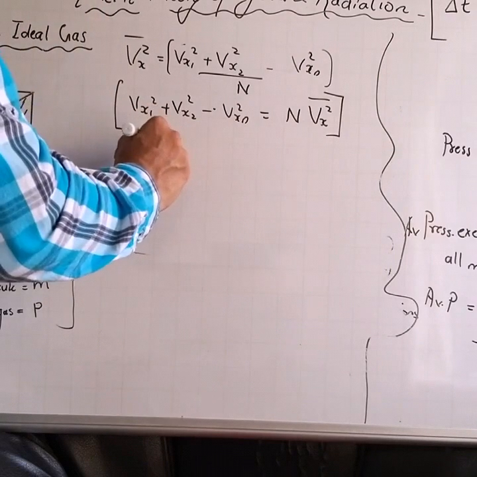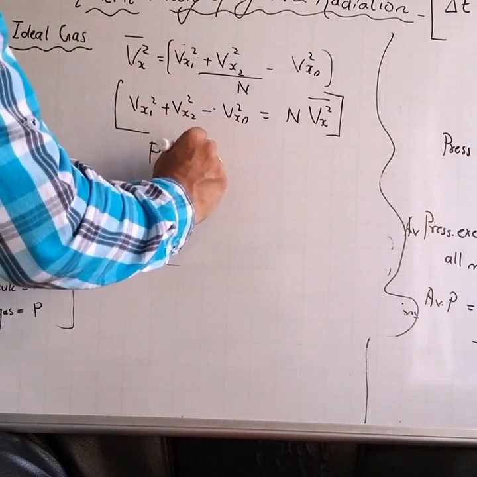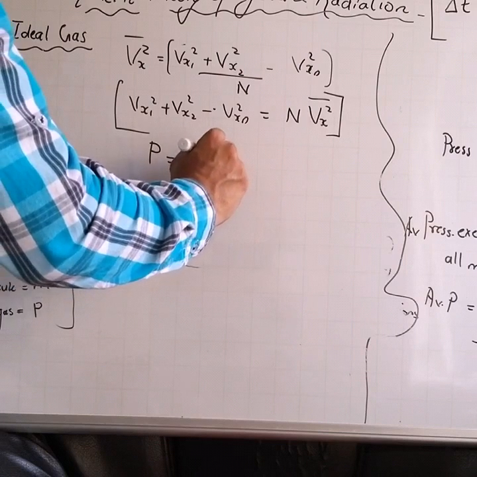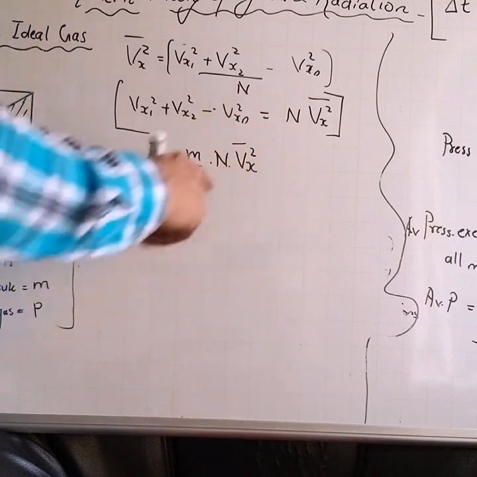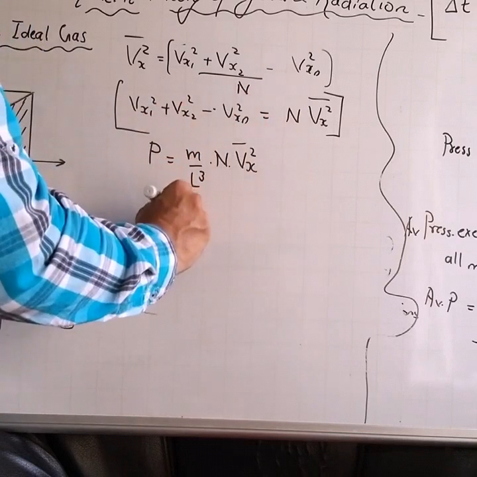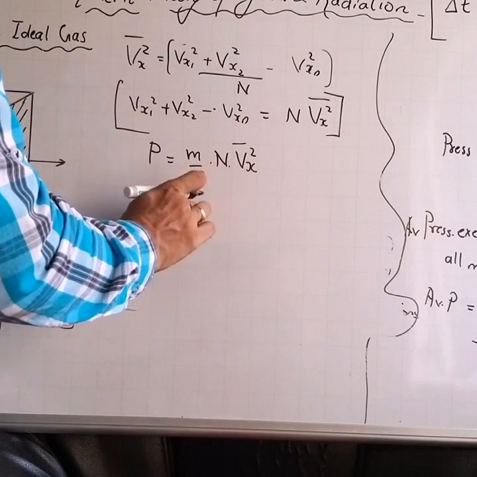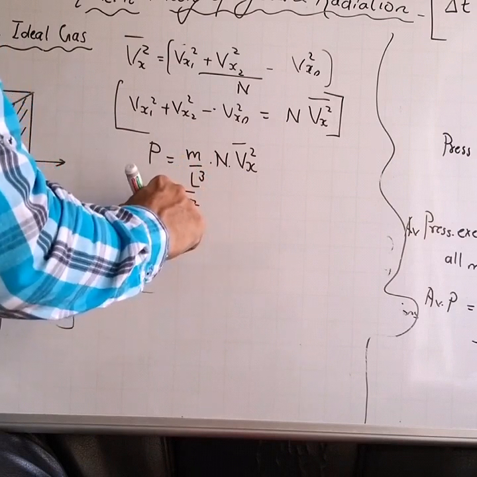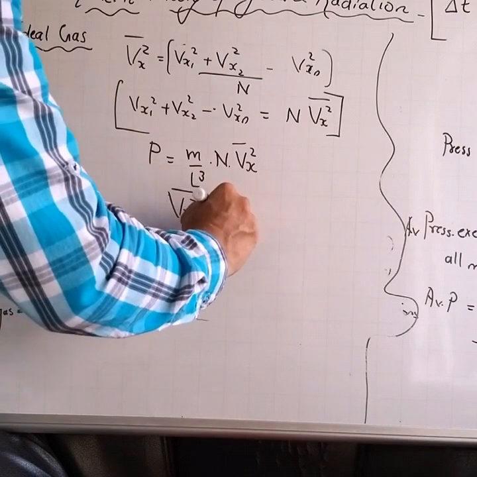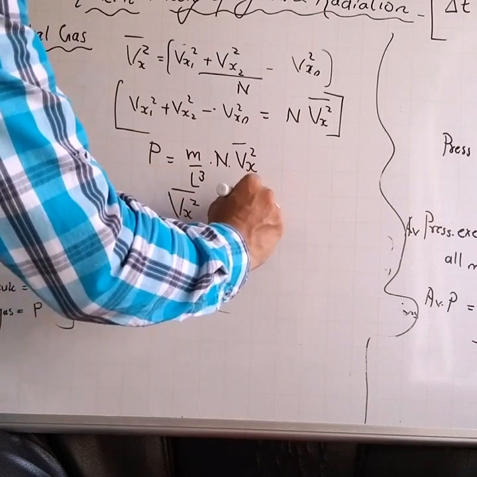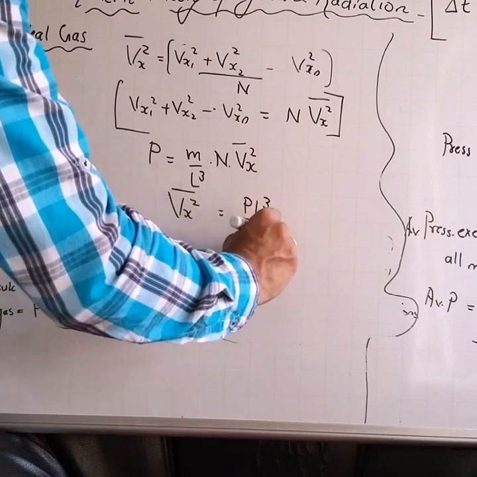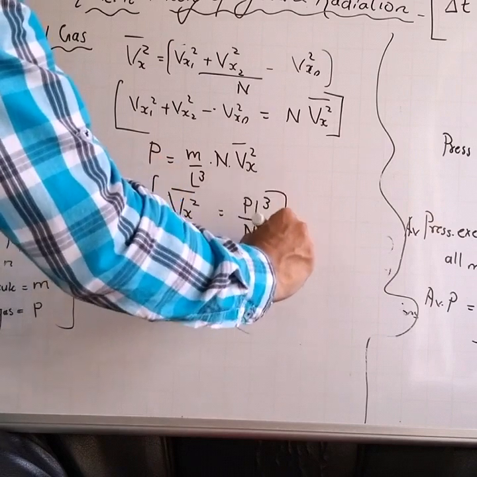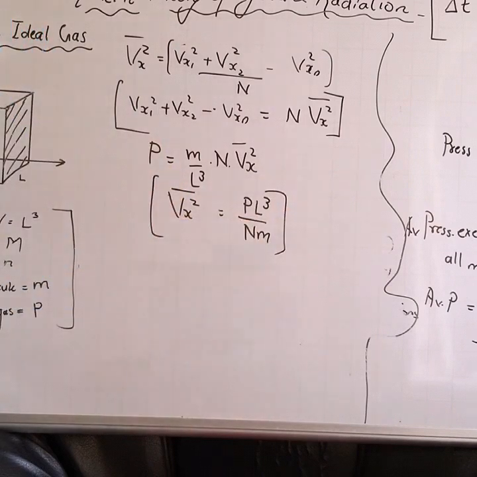Our equation becomes P equal to m upon L cube into n into Vx square bar. Or I can write Vx square bar, which means average, equal to P L cube upon n into m. Okay, this is the average of the square of velocities along the x-axis.